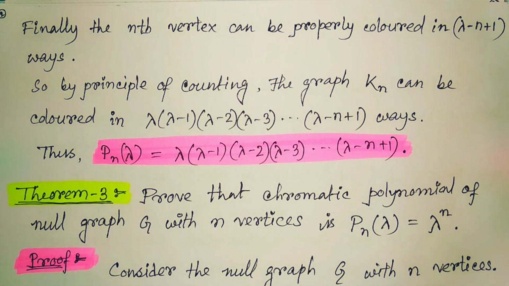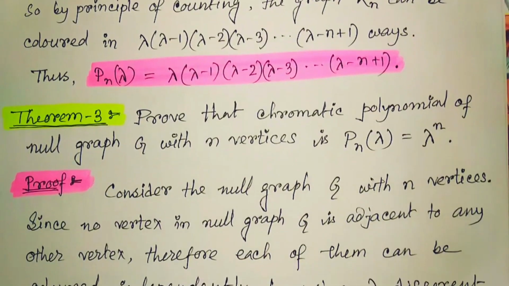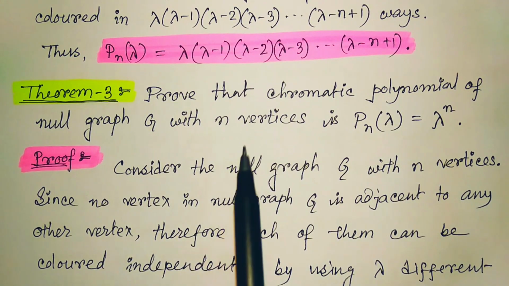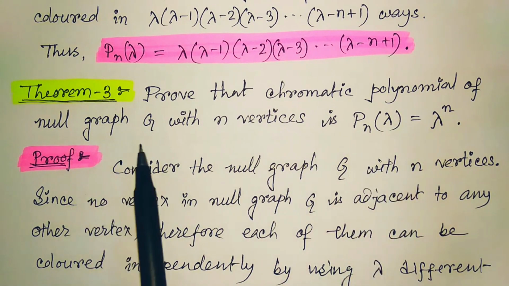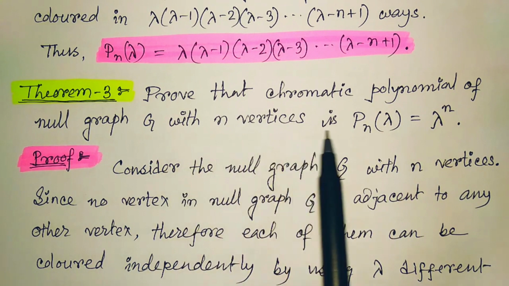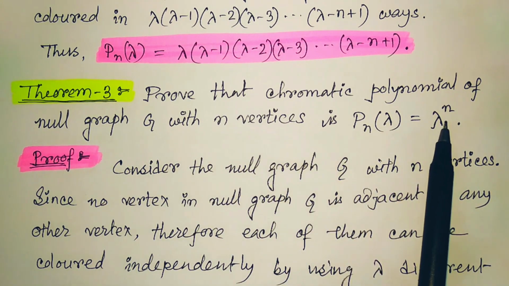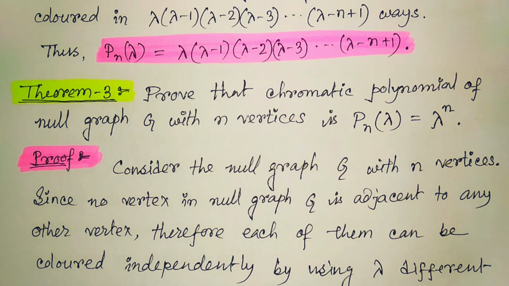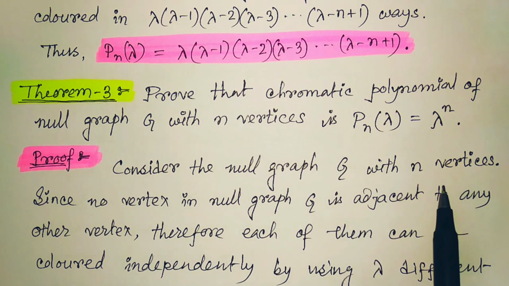Hence the proof. Next, the third theorem: prove that the chromatic polynomial of a null graph G with n vertices is lambda to the power of n. A null graph means there can be any number of vertices, but no edges. So if n number of vertices are there, we consider a graph G with n vertices.